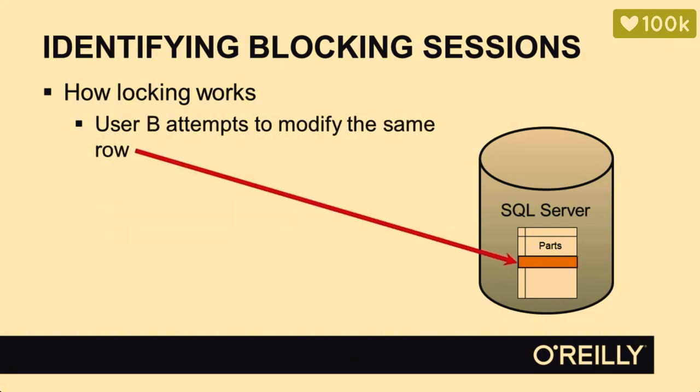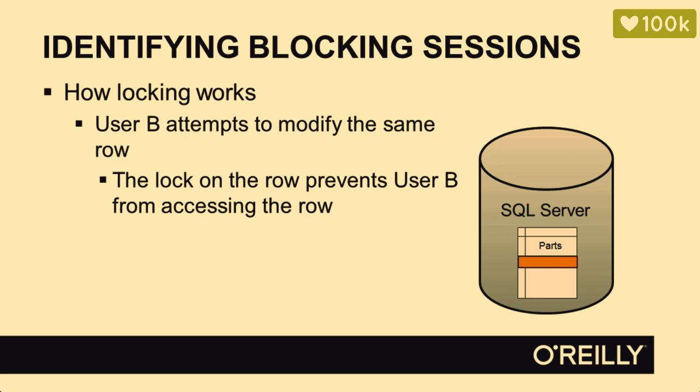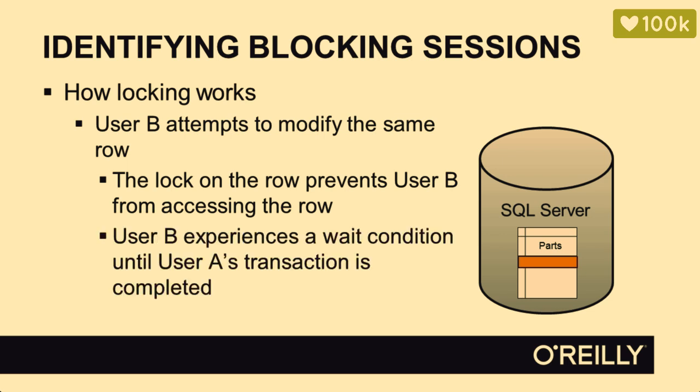So user B, just a couple of seconds later, attempts to modify that very same row. Well, the lock on the row prevents user B from accessing the row. So user B is just going to get a wait state. They're just going to sit there and it's going to look like the SQL Server is slow or it's not responding. And they're going to have that wait condition until user A completes their transaction. They either commit it, saying move it into the database, or they decide not to do this transaction and everything gets rolled back. Once user A completes, either committing or rolling back, user B gets access to that row and they can do whatever it was that they came to do to that row.